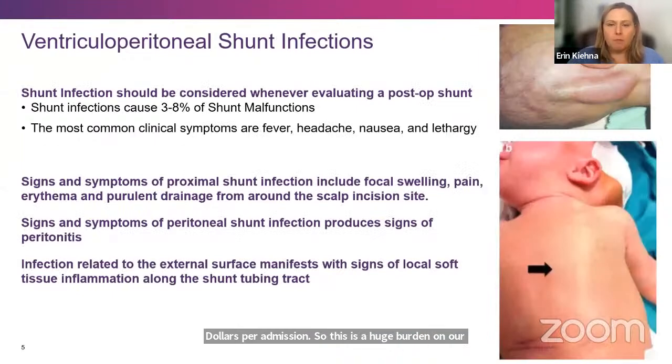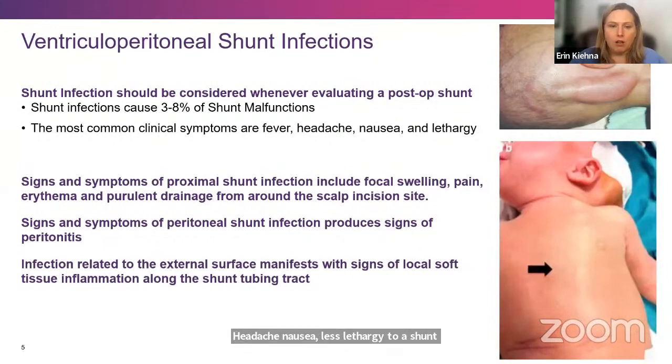But whenever you have a shunt patient come into the ER, we should be considering shunt infection, putting that on the top of our differential, especially if you're within 8 weeks of a shunt placement. Shunt infections are about 3 to 8% of the malfunctions. So once again, if you have a short-term malfunction, you've got to check for infection. And the most common symptoms are fever, headache, nausea, and lethargy. I would say fever, of course, is going to push you a little bit more towards shunt infection, headache, nausea, lethargy to a shunt blockage.